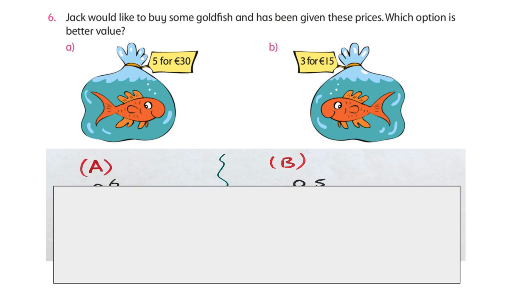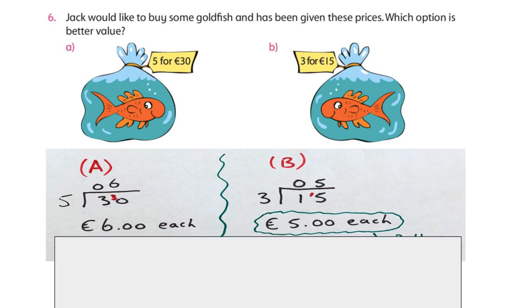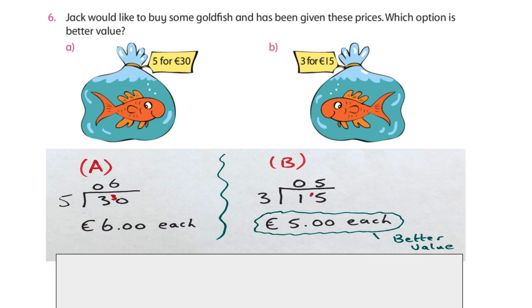So let's have a look and see which is the better value. If you look at A first, €30 divided by 5 equals 6. If we look at B, €15 divided by 3 equals 5. So which is the better value? The better value is €5 for goldfish in B.